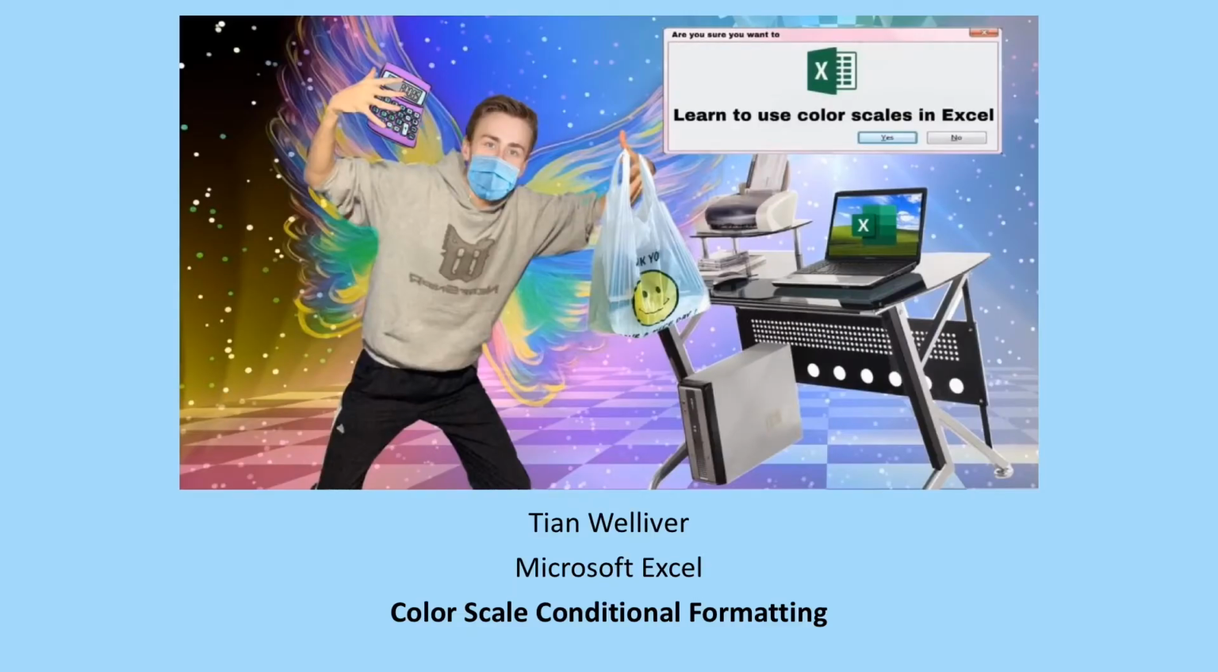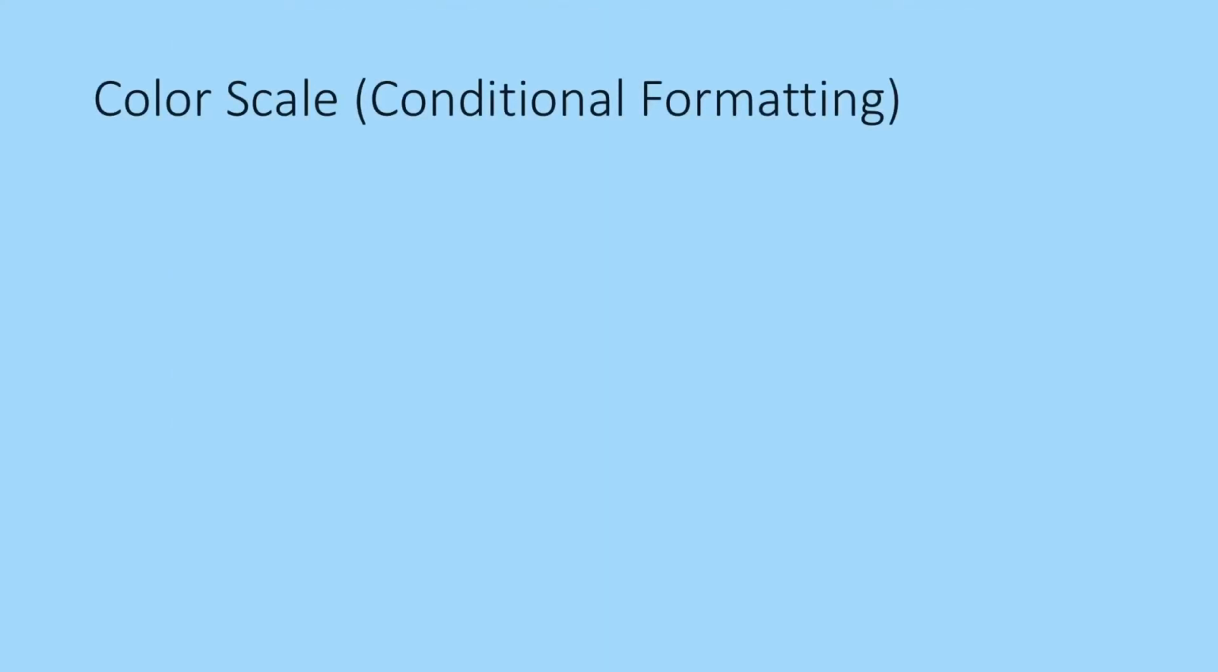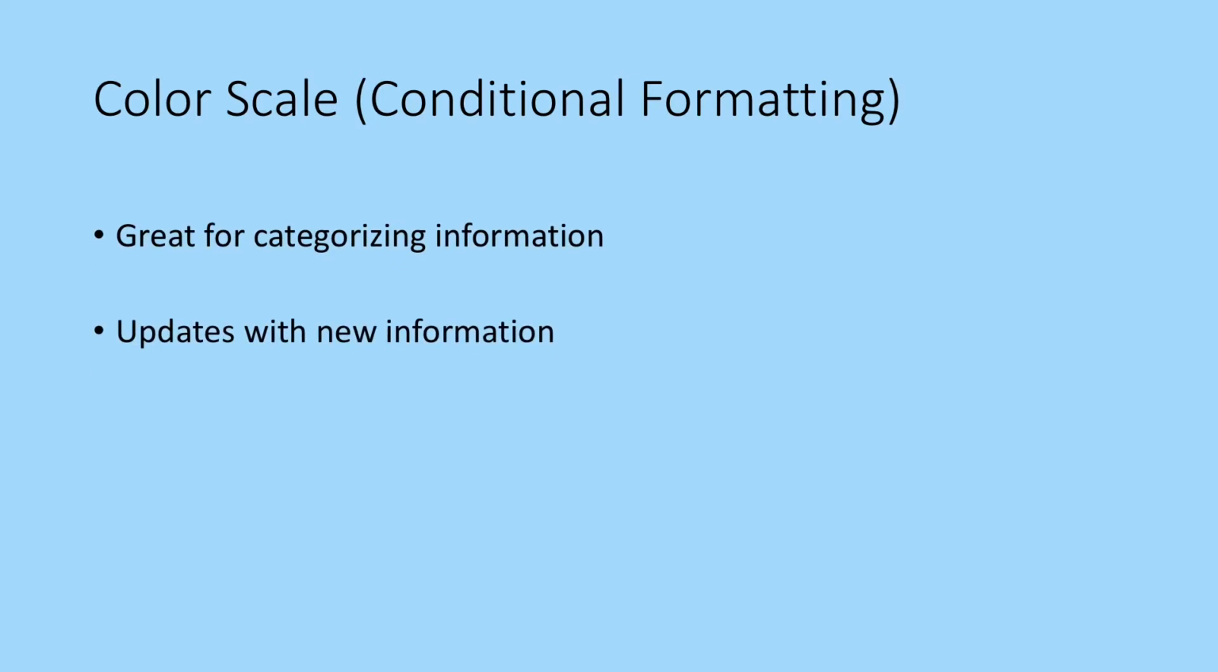Today we are going to be going over how to use color scale conditional formatting in Microsoft Excel. Color scale formatting is a fantastic tool for categorizing information. It also updates with new information very easily and is easily modified. So this makes it pretty simple to use and a good tool for making lists more visible and easy to read without having to make charts or really get too far into the specifics.